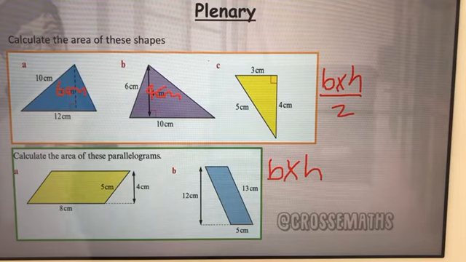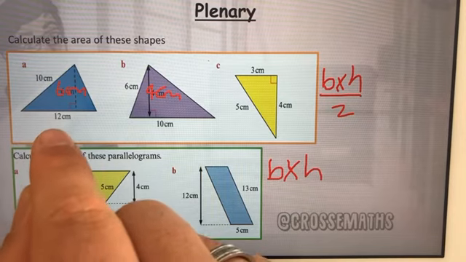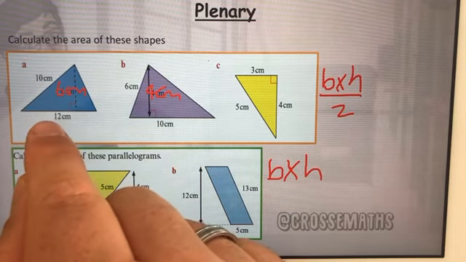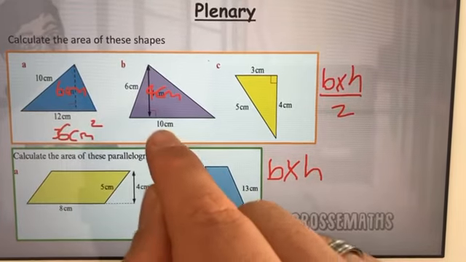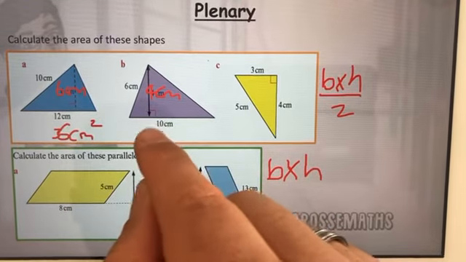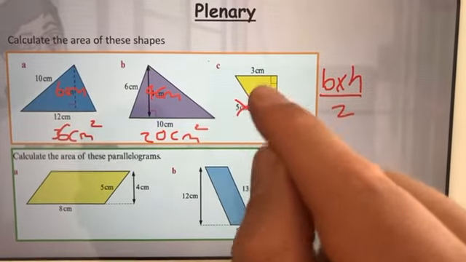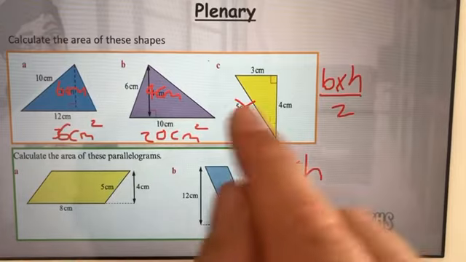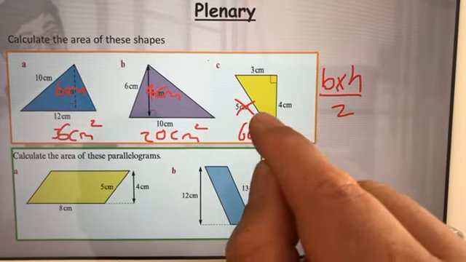Right guys, just to finish this off. First one, base times height divided by 2 is the area of a triangle. 6 times 12 is 72, divided by 2 is 36 centimeters squared. This one, 4 times 10 is 40, divided by 2 is 20 centimeters squared. This one, remember the base and the height, ignore that one. They flipped it upside down, it still means the same thing. 3 times 4 is 12, divided by 2 is 6 centimeters squared.